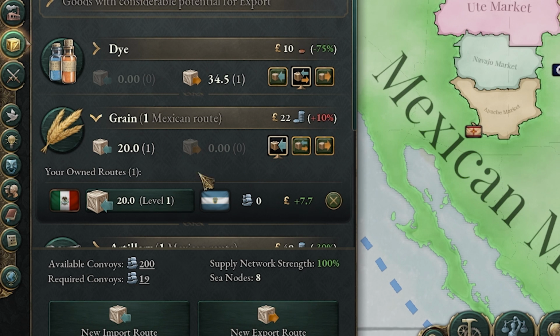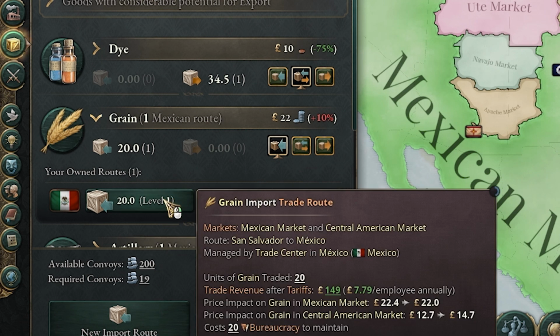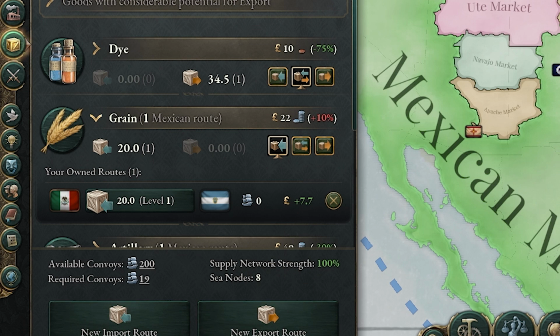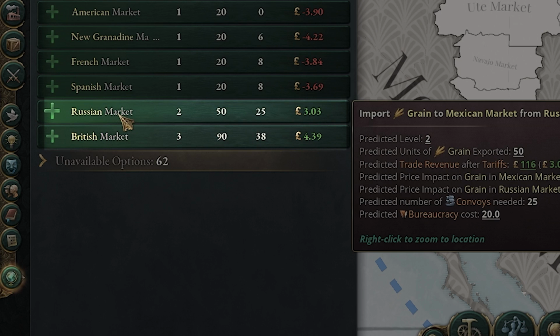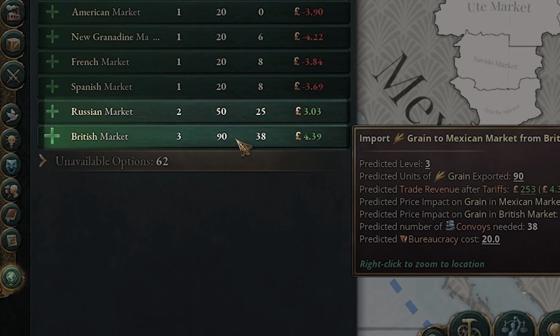Also, if worst case, this won't grow, if you have enough bureaucracy and enough convoys, you can just open up another trade. And maybe in this case you can see now that we removed the tariffs, the Russian market opens up and they're willing to produce 50, or the British market actually will give us 90.